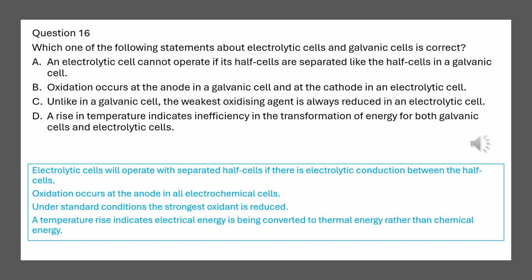To transform between electrical energy and chemical energy, the half cells in electrochemical cells must be separated from each other. So, A is eliminated. Oxidation is defined as losing electrons, and the anode is where oxidation occurs, whether in galvanic cells or electrolytic cells. So, B is eliminated. In any electrochemical cell, the strongest oxidizing agent should be reduced, whether in galvanic cells or electrolytic cells. So, C is eliminated.